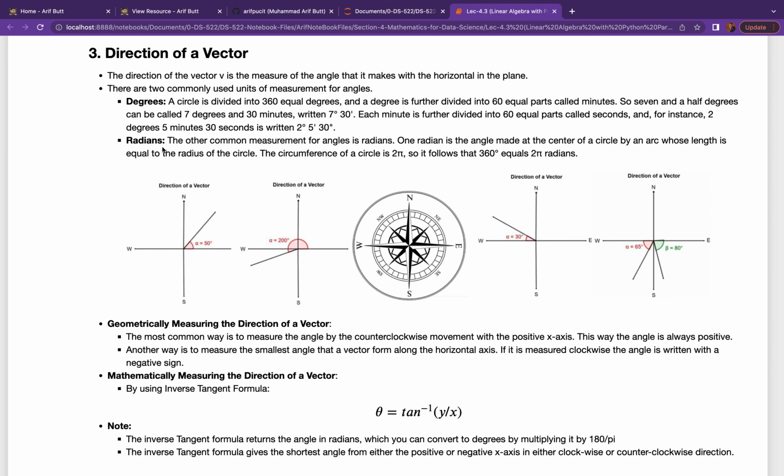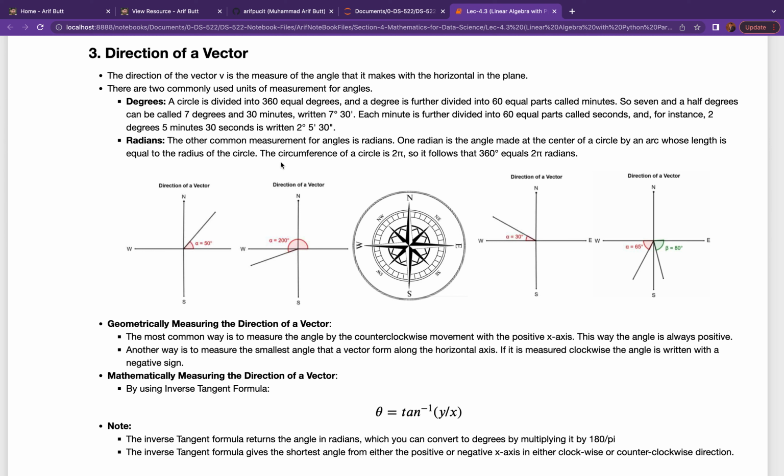The other measure of an angle is radians, and 1 radian is the angle made at the center of a circle by an arc whose length is equal to the radius of the circle. And since the circumference of a circle is 2 pi times the radius, 2 pi radians equals 360 degrees. This is just a recap. I'm sure you all have studied all this in detail in your secondary school.